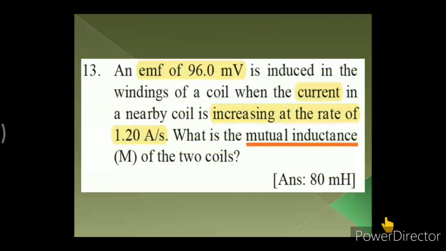Here it is given that the EMF induced in a winding of a coil is 96.0 millivolt, and for inducing this much EMF, the current in a nearby coil is increasing at the rate of 1.20 ampere per second. And we have to determine the value of the mutual inductance of the two coils.